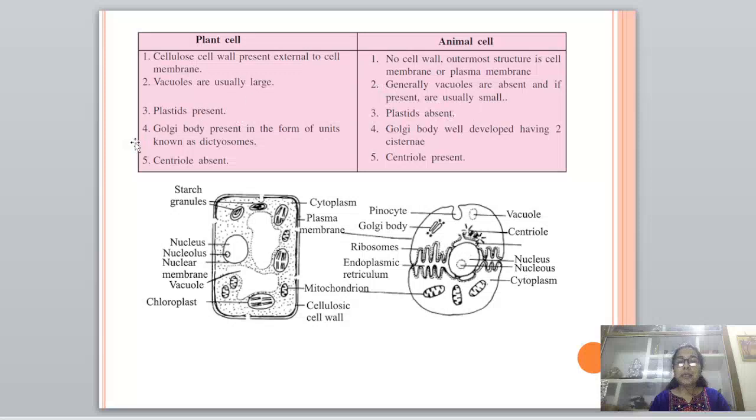In plant cells the Golgi bodies are present in the form of units known as dictyosomes, whereas in animal cells the Golgi body is well developed, having two cisternae. The cisternae is the folded structure that we have discussed while we were discussing the Golgi body. In the plant cell the centriole is absent, whereas in the animal cell it is present. So here is the picture that you can see of the plant cell and animal cell.